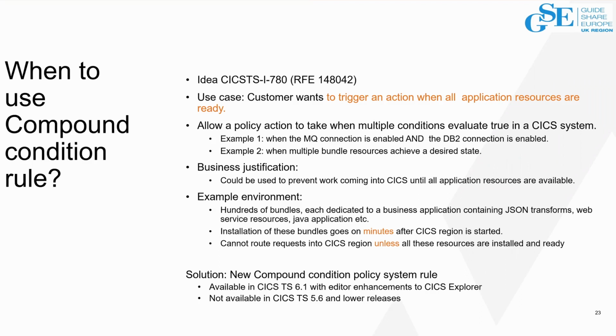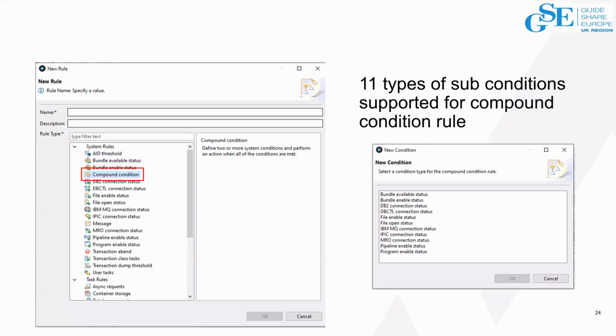And so the new compound condition rule will allow them to do that, but it's generic in nature. It's not just for bundles. As I said earlier, you can use it for other things like MQ connections, DB2. And I'll show you over the next slide what conditions you can add into this compound condition rule.